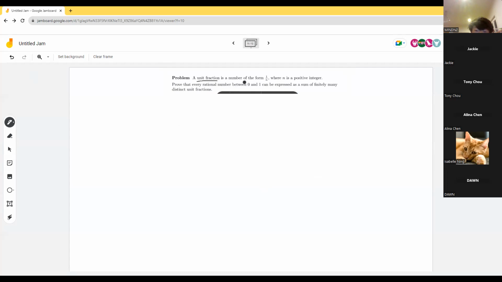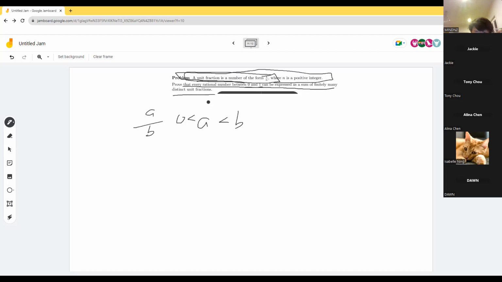Okay, we've got a unit fraction. This is the definition of a unit fraction. And we want to prove every rational number between 0 and 1, so a over b, where a is bigger than 0 but less than b. Actually it doesn't say whether it's inclusive or not, if it's 0 or 1. Okay, prove that every rational can be expressed as a sum of finitely many distinct unit fractions.